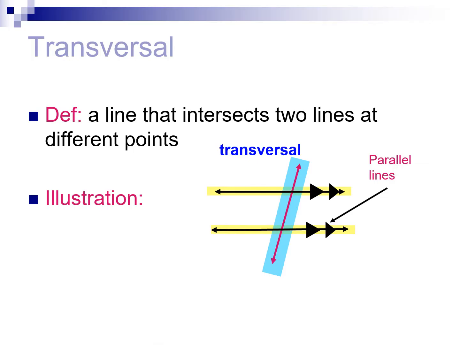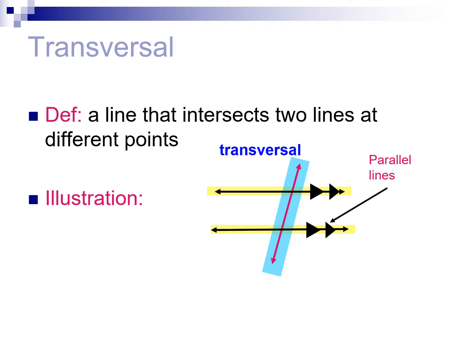Parallel lines have to be on the same plane. They have to be flat on the surface, but they're going in the same direction and they never touch. You'll have little arrows or triangles on the ends, showing you they're parallel. But then you're going to have other lines that cross over.